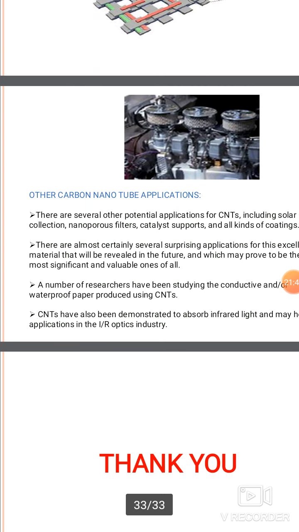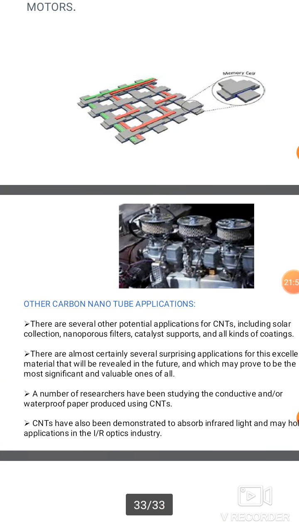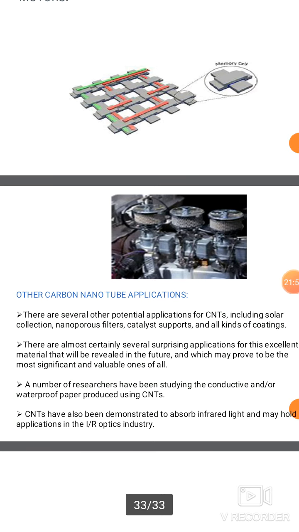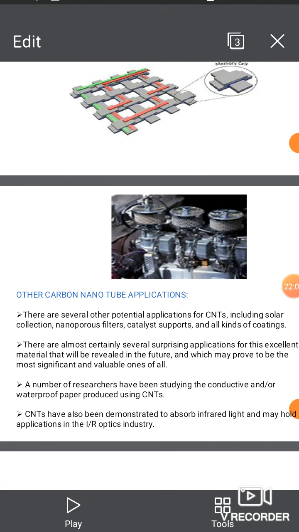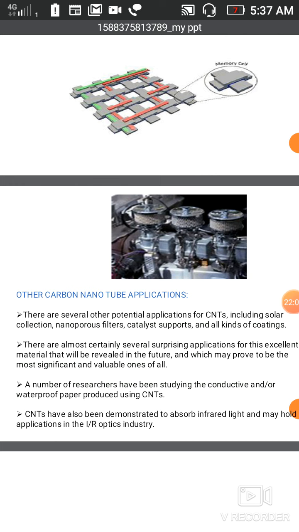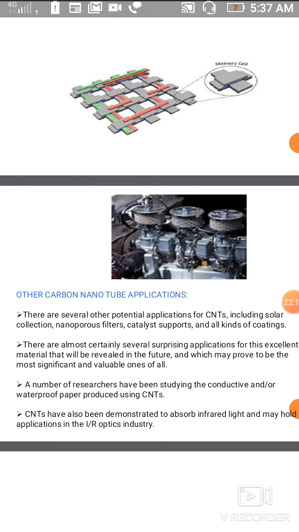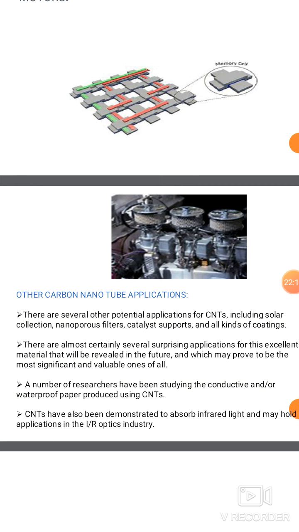So these are the carbon nanotube applications, and other carbon nanotube applications are given here. There are several other potential applications for carbon nanotubes, including solar collectors, nanoporous filters, catalyst supports, and all kinds of coatings. There are almost certainly several surprising applications for these excellent materials that will be revealed in the future, which may prove to be the most significant and valuable ones of all.